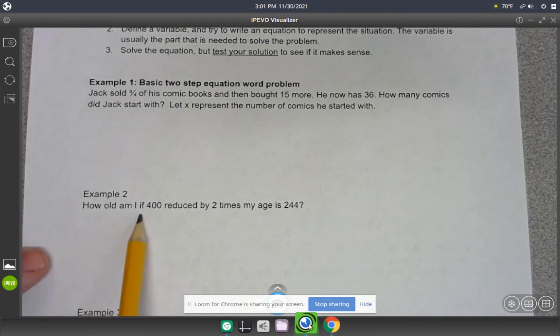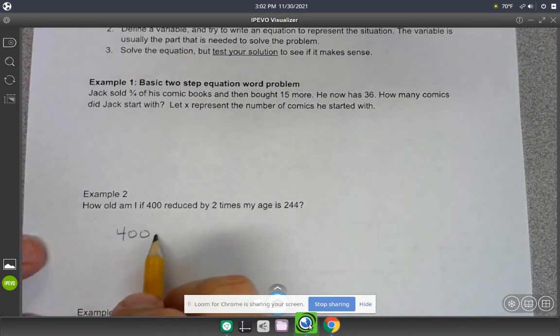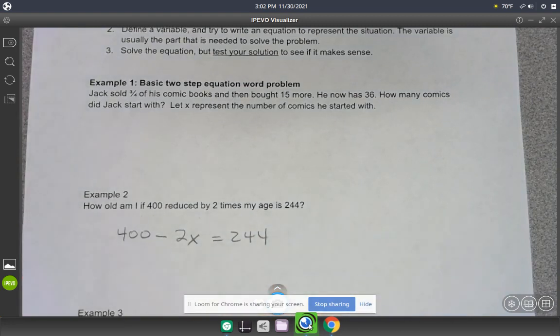All right. How old am I if 400 reduced by twice my age is 244? So this one's pretty straightforward to write an equation for. You start with 400, reduced by twice my age. I've got my little equation set up, and then you just solve the equation.